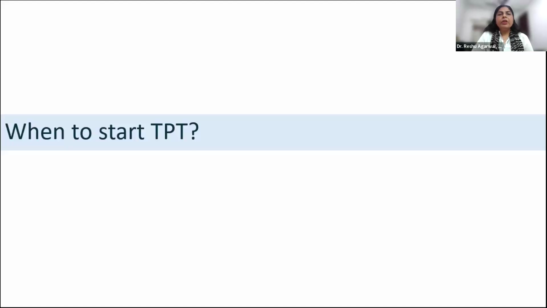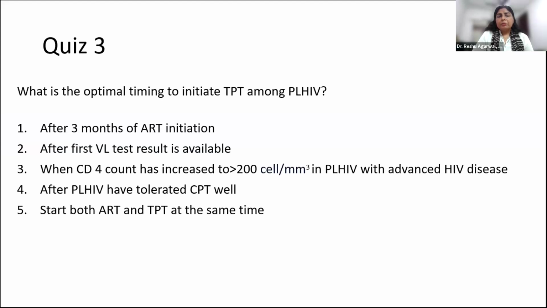Now coming to the question, when to start TPT? So what is the optimal timing to initiate TPT among PLHIV? This is a quiz question. So should it be started after 3 months of ART initiation, or when the viral load test result is available, when CD4 count has increased to more than 200 in the patients with advanced HIV disease, after PLHIV have well-tolerated CPT, or do we start ART and TPT at the same time?